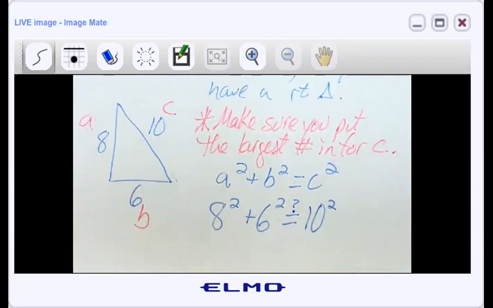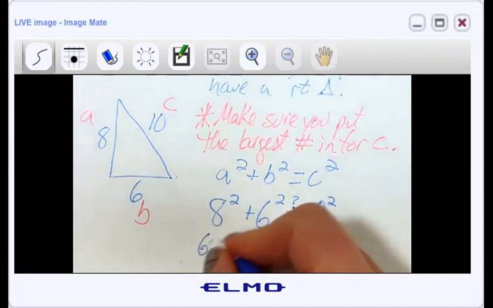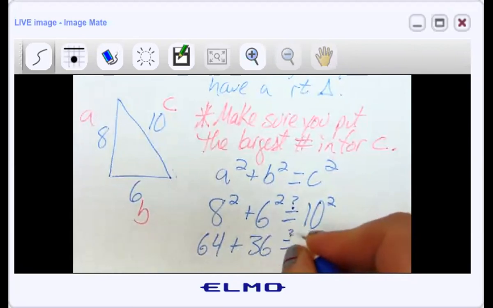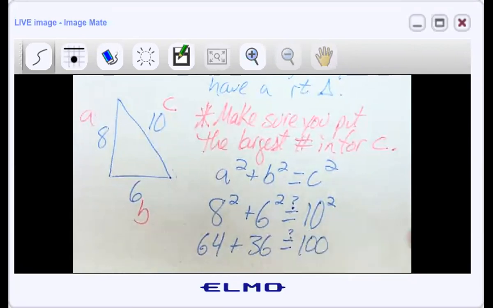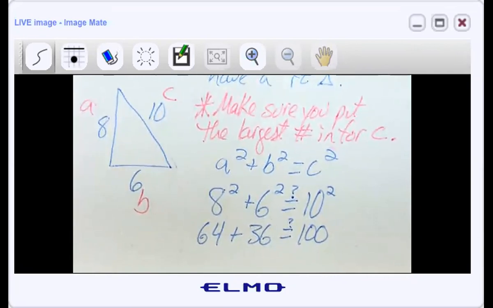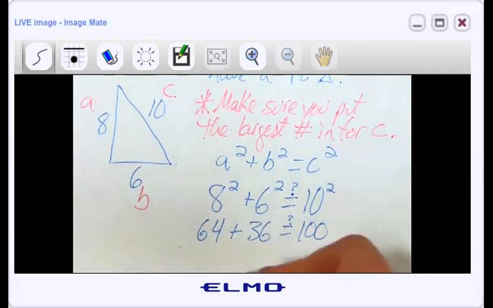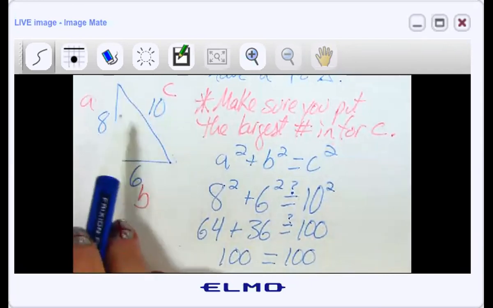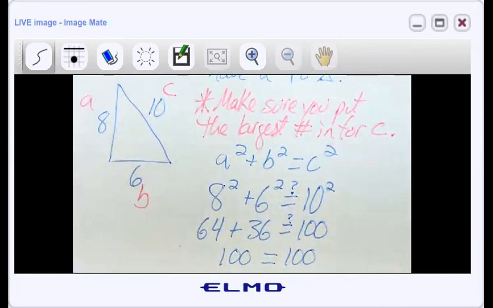So let's see, 8 squared is 64. 6 squared is 36. 10 squared is 100. Is 64 and 36 added together really 100? Well, it is. So because this is true, that means that this triangle had to have been a right triangle.